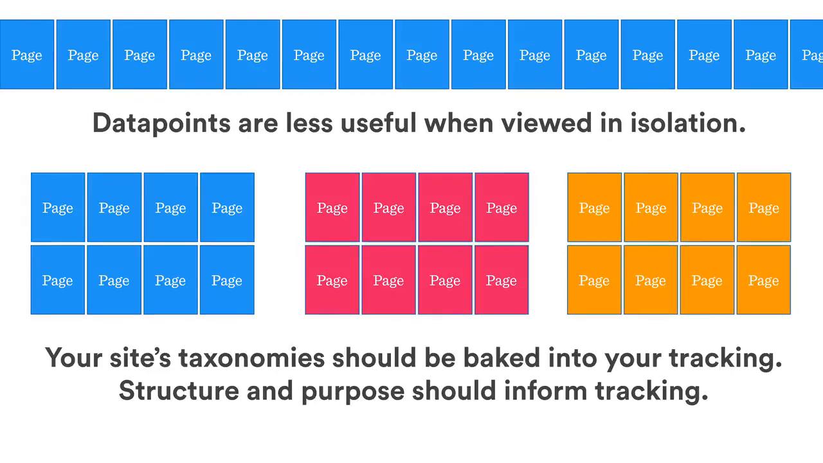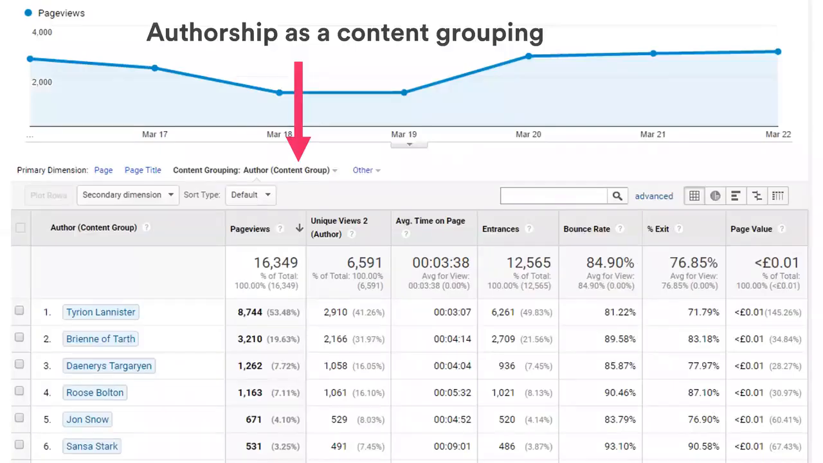You can use your site sections, you can use content type. In this example, even though Game of Thrones is now over, we've used authors, and you can see the Game of Thrones characters there. With this information, you can start bucketing it. You can understand if certain areas of your website are performing better than others. You can understand if long form content is getting a higher engagement rate than the short form, which you'll hope so.